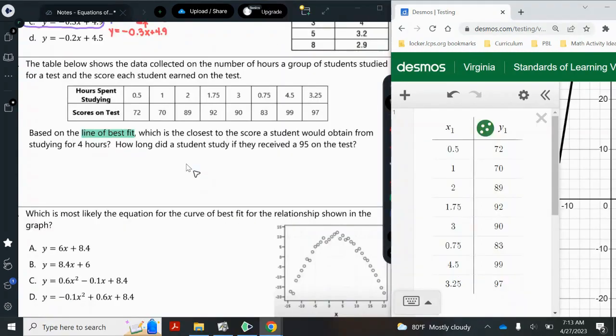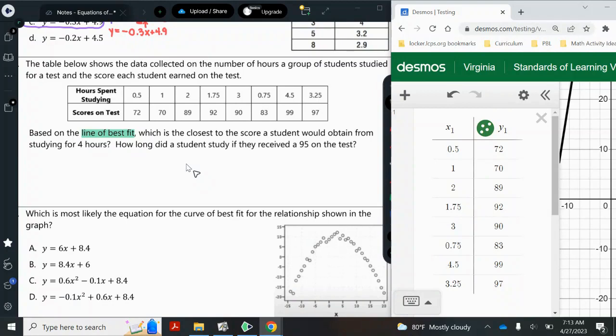Here we go with the next SOL type question. The table below shows the data collected on the number of hours a group of students studied for a test and the score each student earned on the test. As you can see, we have hours spent studying and scores on tests.